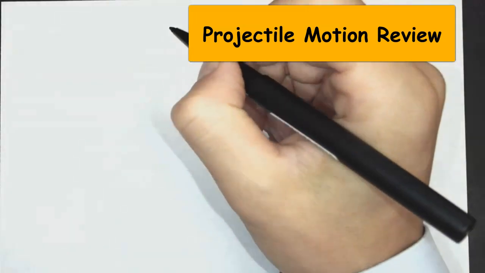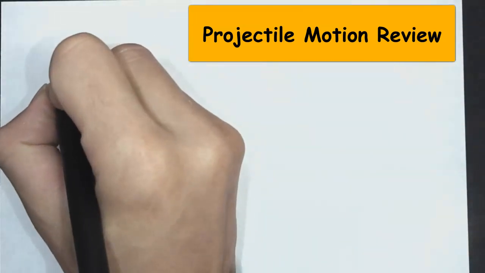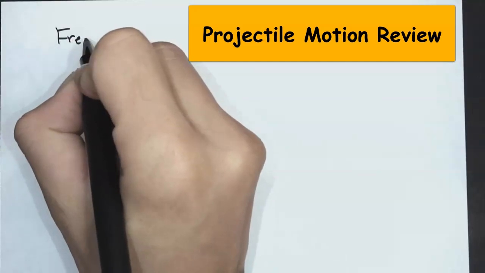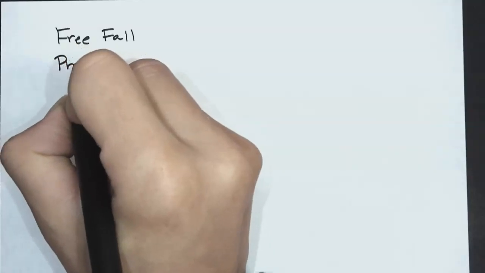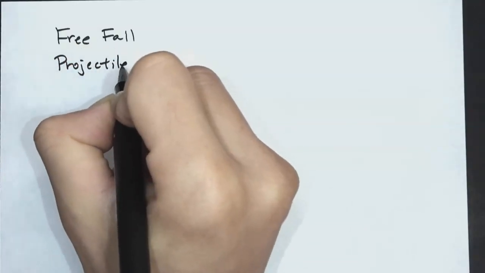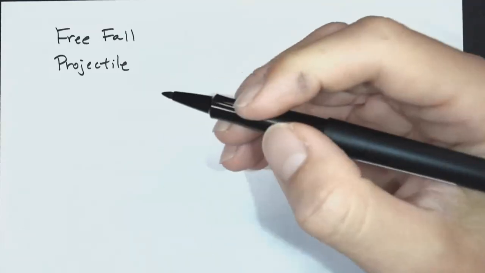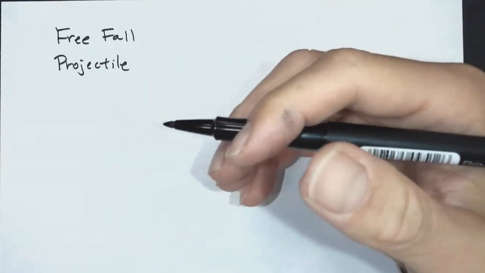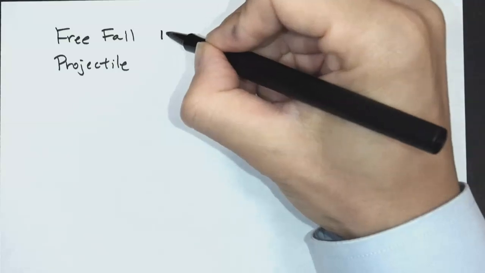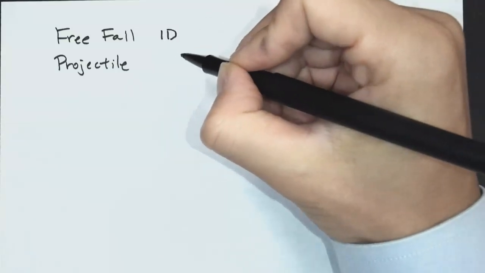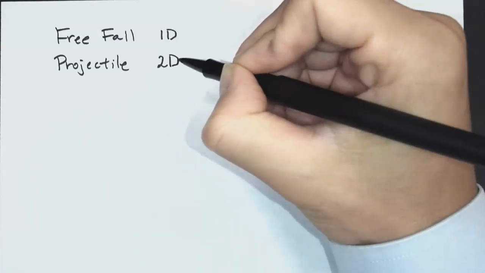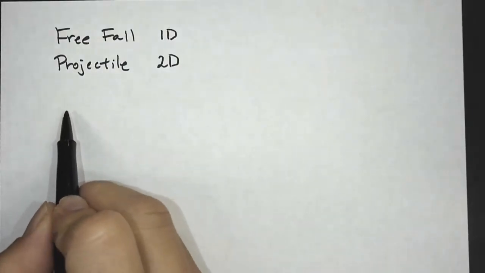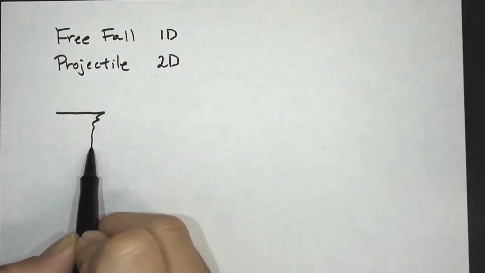In this video, we're going to review projectile motion. First, I want to distinguish the difference between free fall motion and projectile motion. When we're talking about both of these, we are talking about an object that's only under the influence of gravity. For free fall, we're looking at a one-dimensional motion, so just moving up and down. And for projectile motion, we're looking at a two-dimensional motion, so it's not only moving up and down, but also left and right.